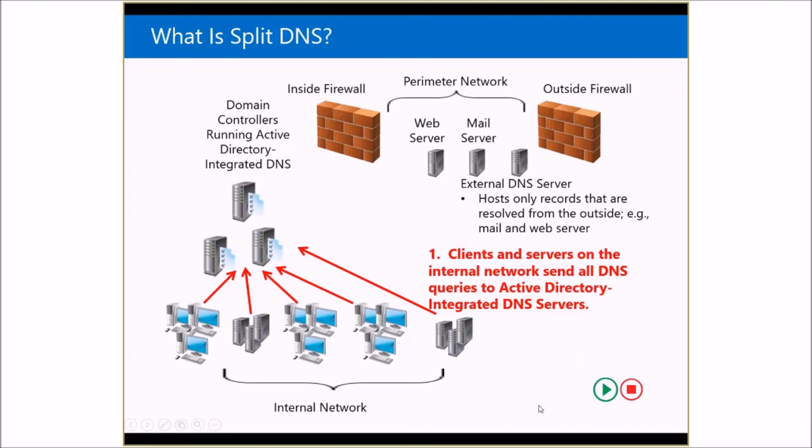What is split DNS? Let me explain the situation a little bit. In this example, we have what's called an internal network, so that's everyone on the LAN. You have your users, your servers, and so forth, all on the LAN. You also have some servers, like a web server, mail server, and a DNS server, that need to provide resources to the external clients, so the internet. You notice there's an outside firewall and an inside firewall, and this area is called the perimeter network. That's what Microsoft calls this area. Can you guys think of any other name for this area?